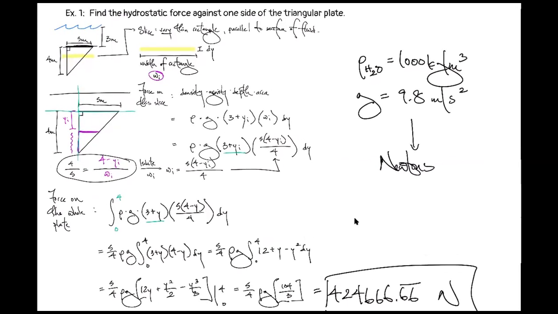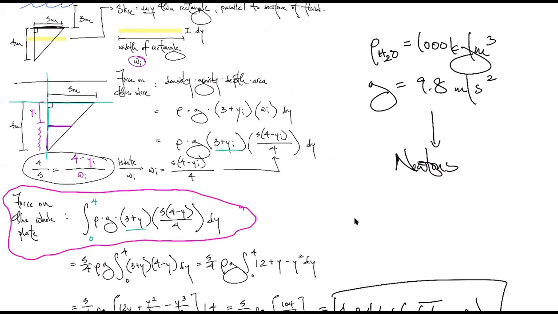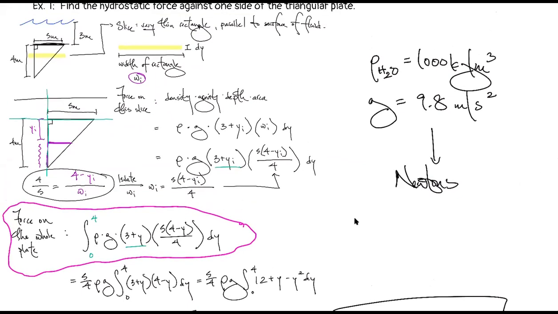Okay, so let's put a box around this formula. This formula right here, this is really where we are going to be starting for all of the questions. We're going to start with filling in our density, our gravity, our depth, and our area. So all of this stuff. Everything above that bigger pink bubble is really just the conceptual setup.